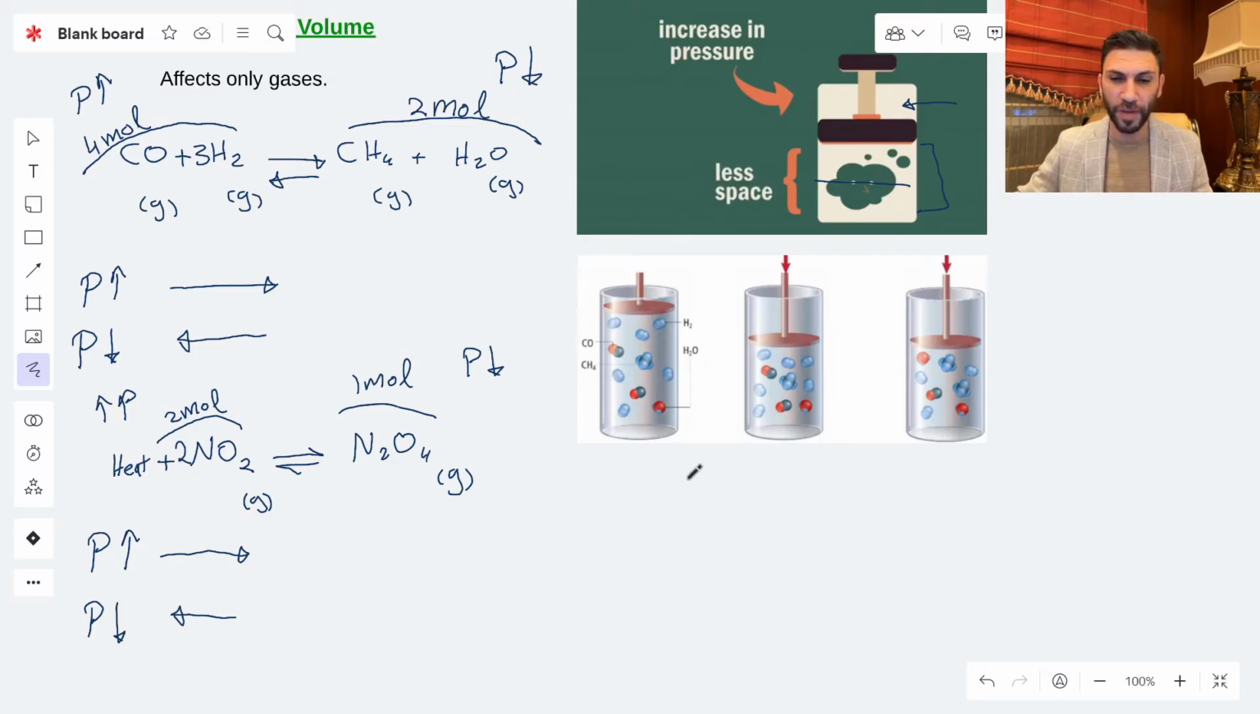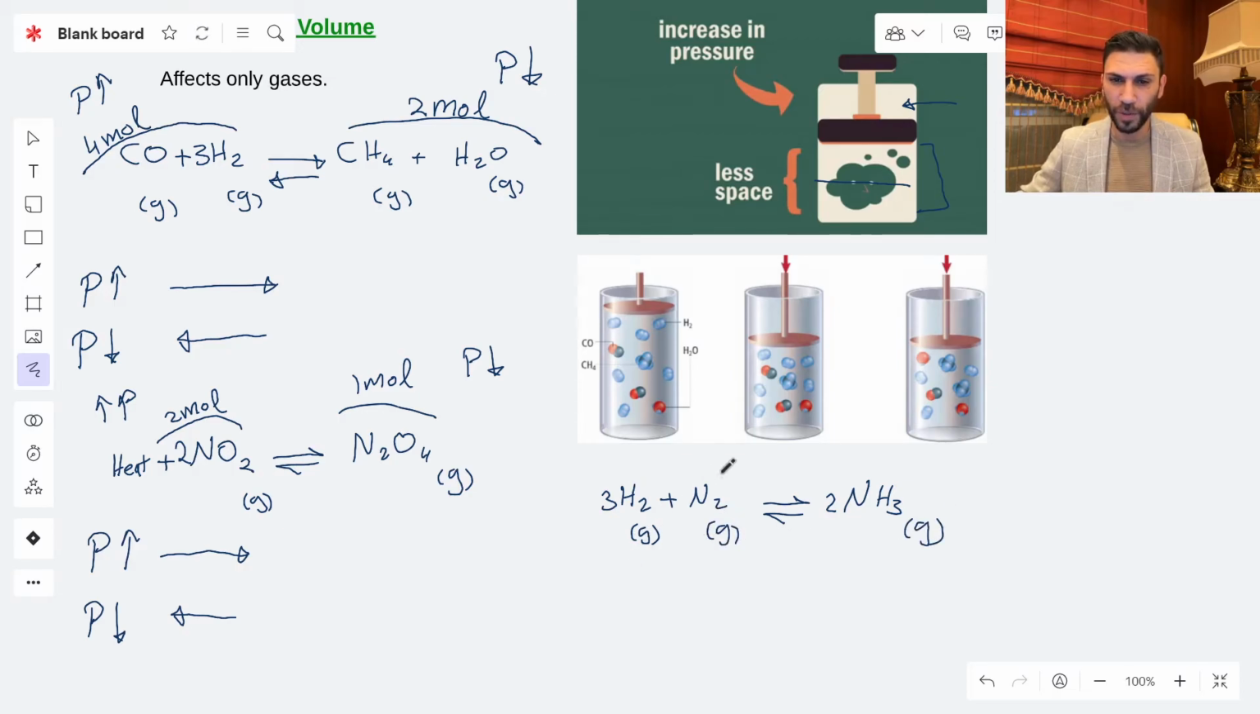If we have a third reaction, for example, if we have 3H2 plus N2 yields to a reversible reaction, 2 NH3, and all of them are gases also.